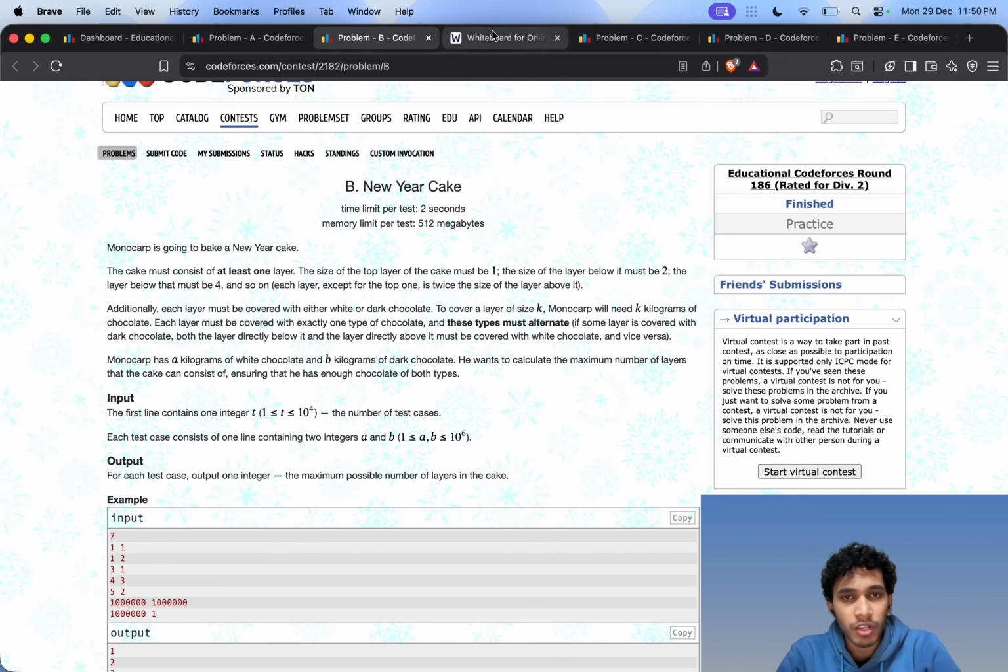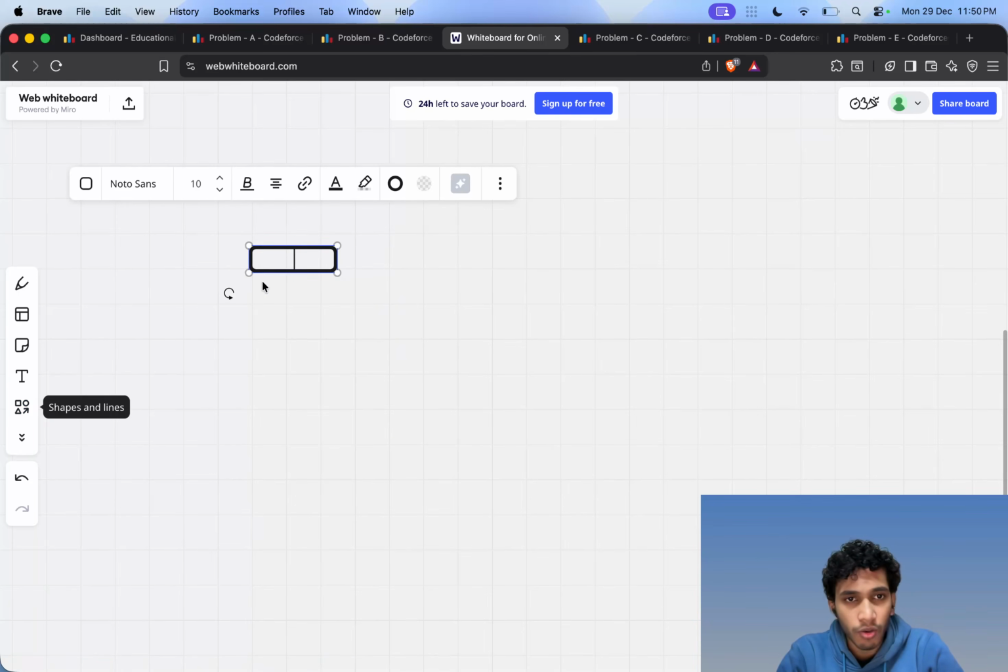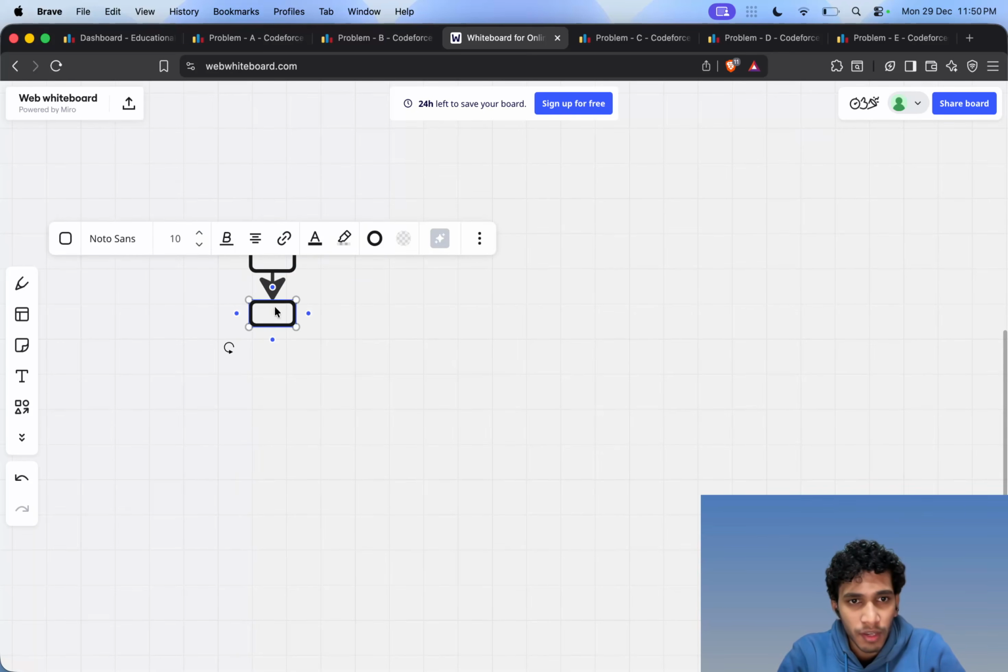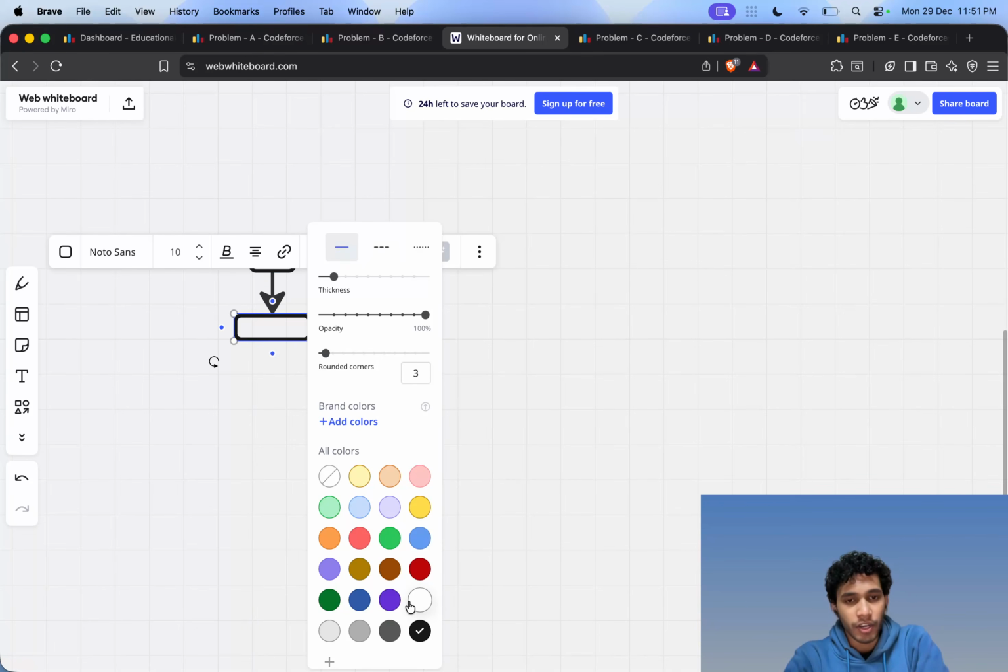Okay, so what does the problem say? In short, Monocrab wants a cake, and what does the cake look like? So the cake basically looks like this. The first layer should be black or white, whatever we choose. The second must be white for sure, because white is not visible.